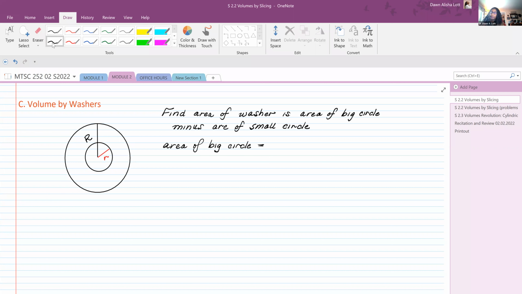So the area of the big circle is pi R squared. And the area of the little circle, or the small circle, is pi times the little radius squared. And so that gives us the area in between.